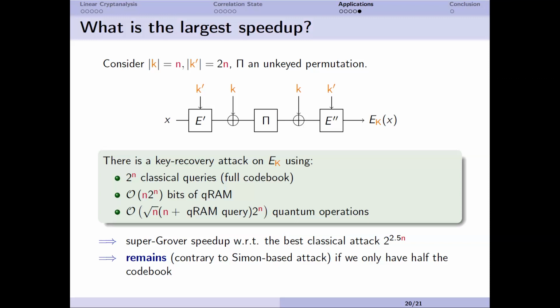If I put here a very tiny function, something that is almost linear but not exactly linear, Simon's algorithm breaks. And in that case, the attack that I presented is going to remain, contrary to the Simon-based attack. In particular, it's going to remain even if you only have the encryption oracle and I can kill the other queries.